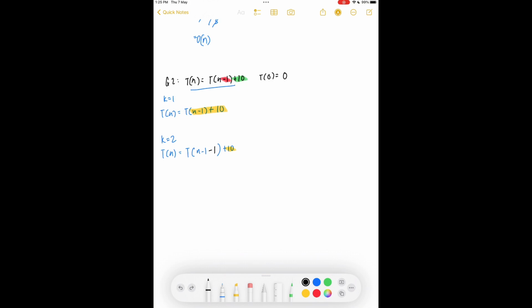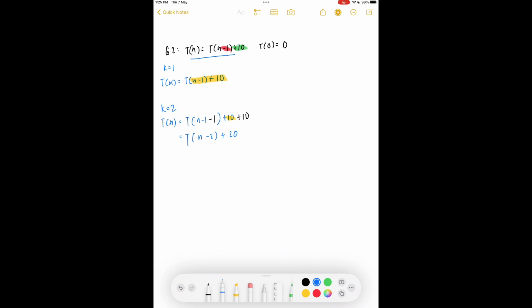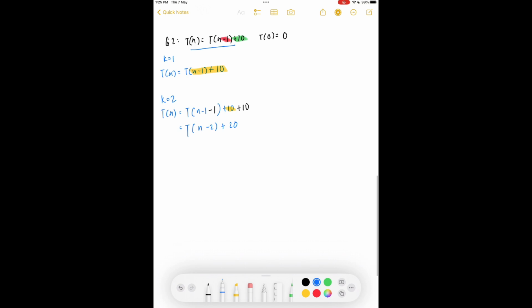Because in every round, I have to minus 1 and I have to add 10. Okay, now we can calculate what is actually going on. So Tn minus 2 plus 20. Okay, so this is the second round's equation. Tn minus 2 plus 20.